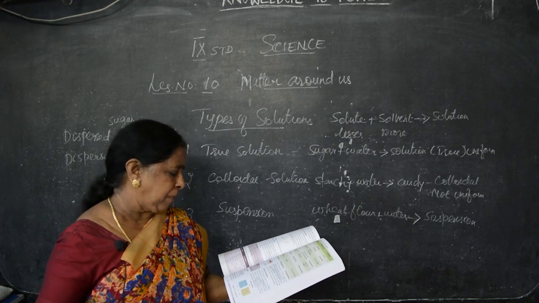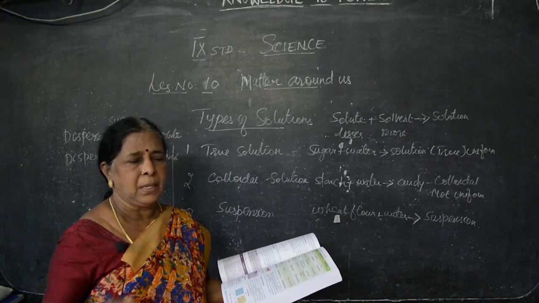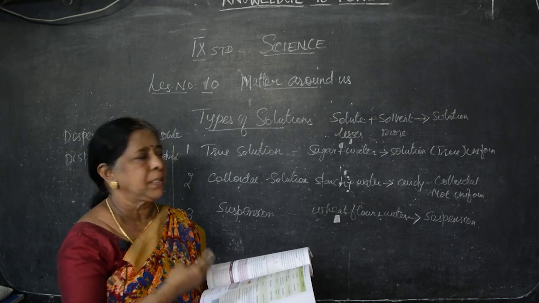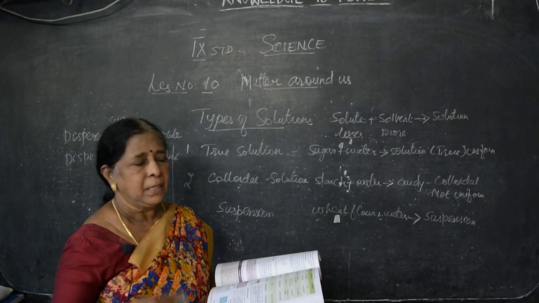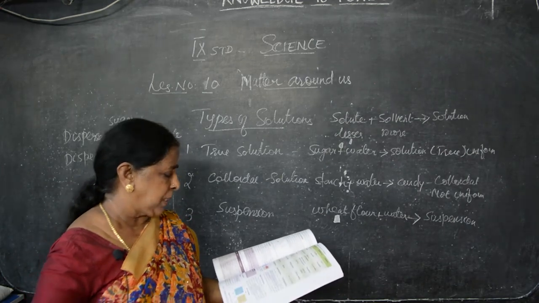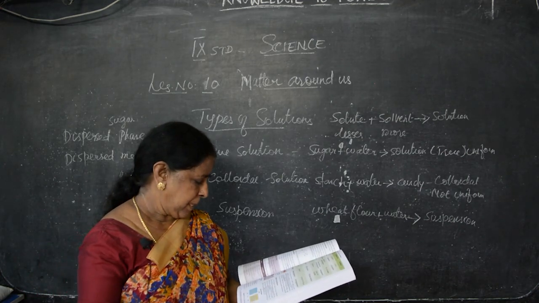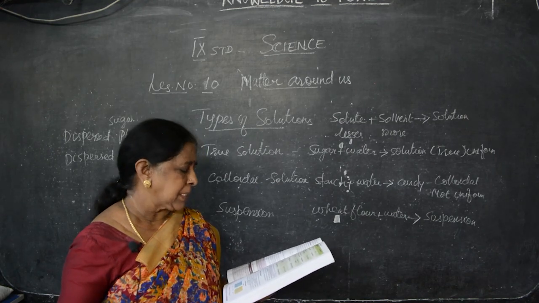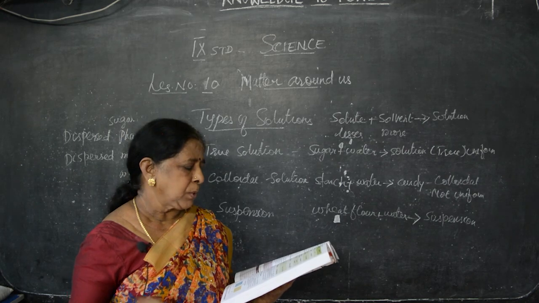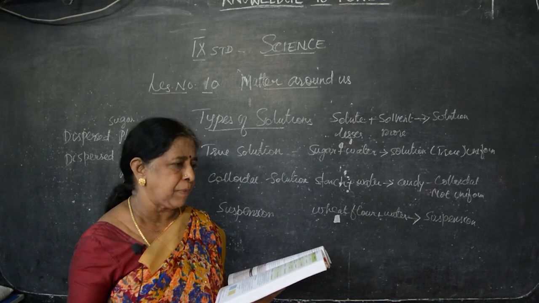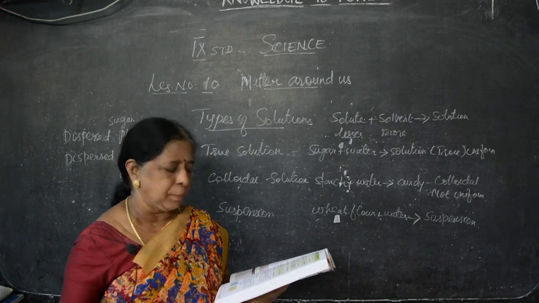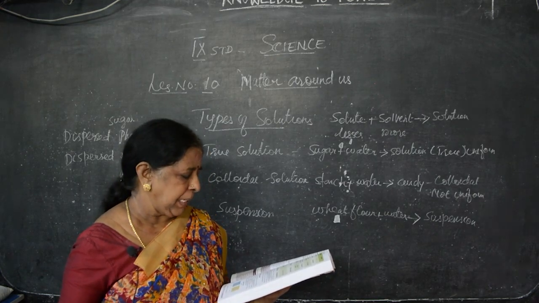This means one type of liquid particles get scattered into another liquid. The word emulsion comes from the Latin word meaning to milk. So in milk, what are the things we can see? Fat, starch and other things. Examples of emulsion: milk, butter, cream, egg yolk, paint, etc.